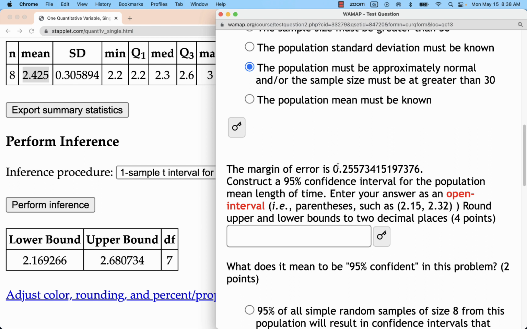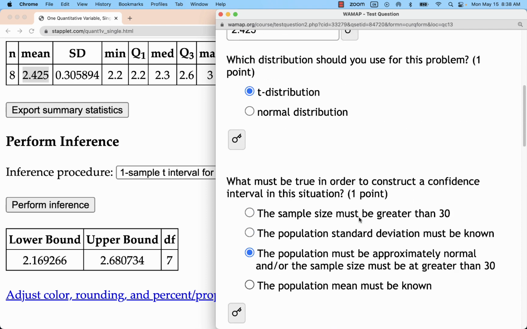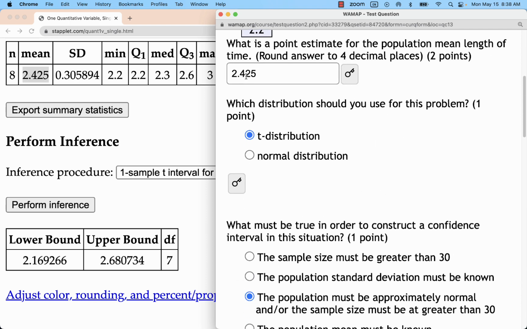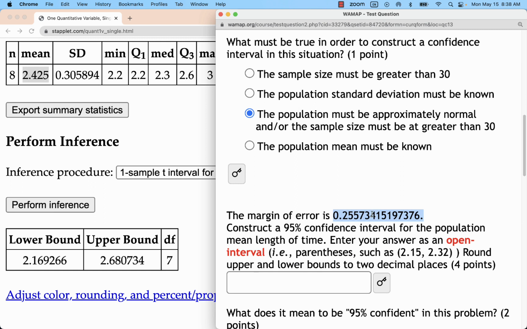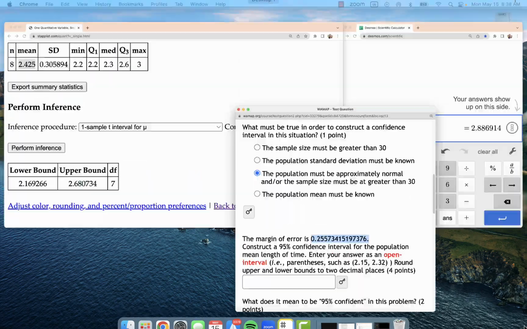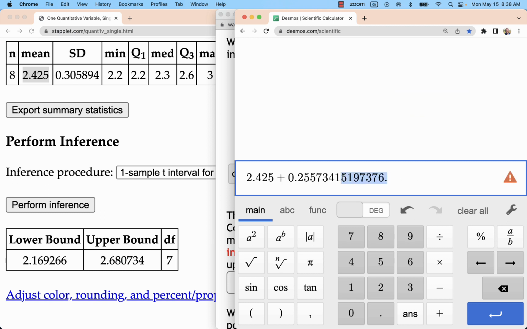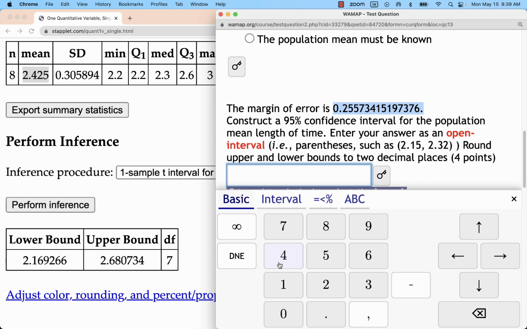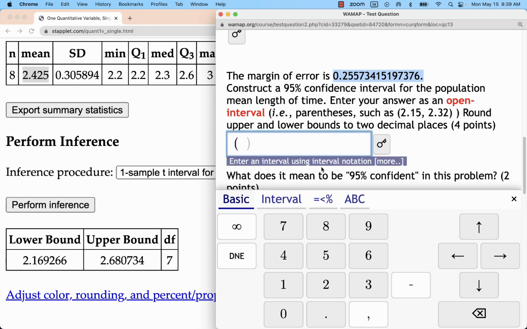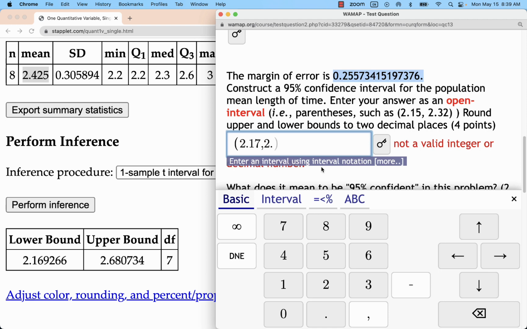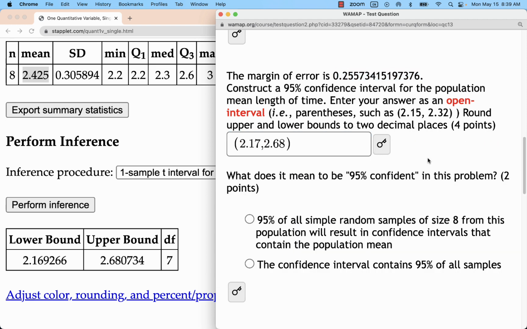Here, they give us the margin of error. We also have calculated it here. Now, the only thing I would maybe do is double check, is 2.425 plus and minus this number going to give me the same thing? And that would be 2.68 and 2.17. So that looks good for that answer. And in this type of problem, we are using interval notation. So that's parentheses and then low to high, like so.